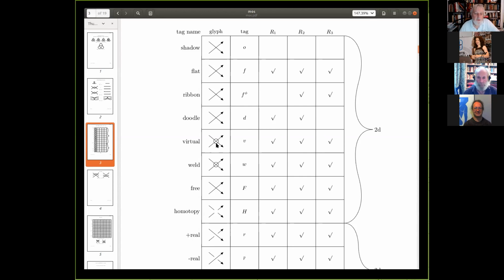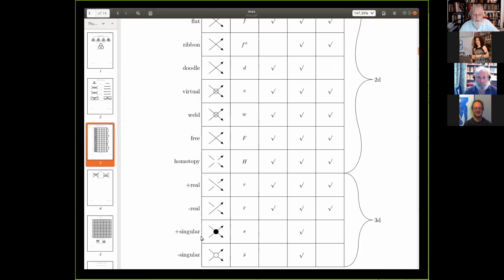and the weld, which looks very similar, W. It's got the same properties here individually. And then there's something called a free knot, which I might go into later. Homotopy knots, which are neither positive nor negative. Of course, there's real and negative real with R and R bar. And then there's singular, which has two sorts of glyphs, a black dot or a white dot. And the white dot is the inverse of the black dot.